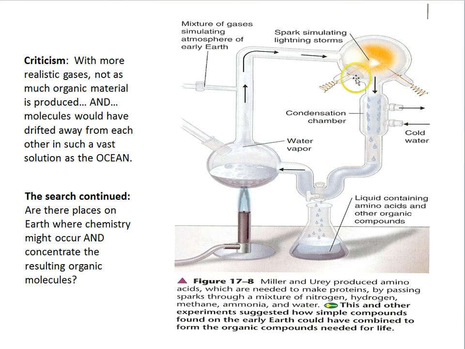For when you start to take out some of the hydrogen and the methane, for example, and replace them with carbon dioxide, you get much less of the production of those interesting organic materials. So that was one criticism that arose in the 1960s.